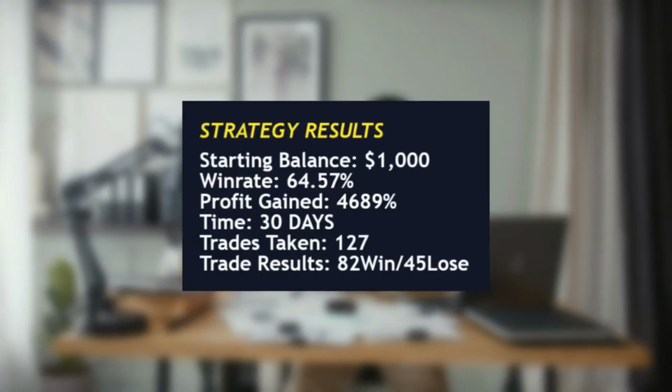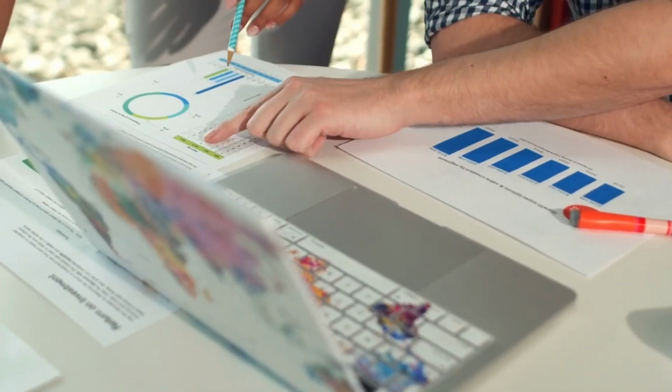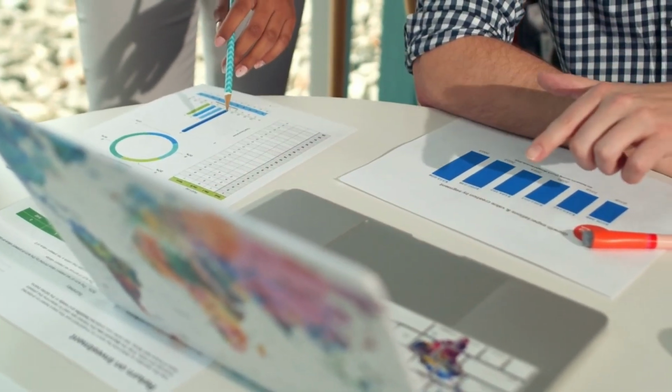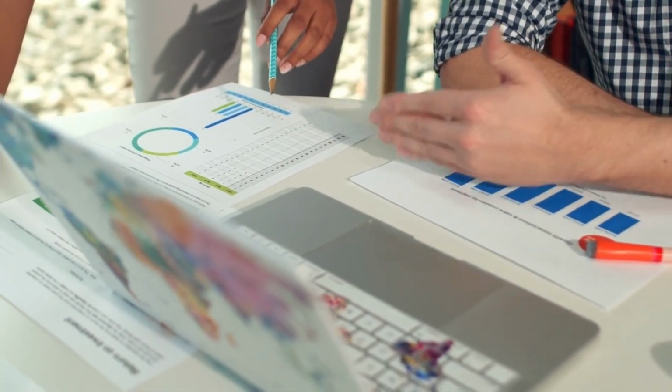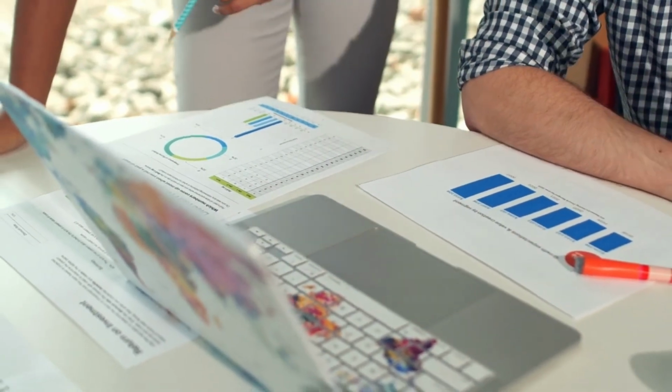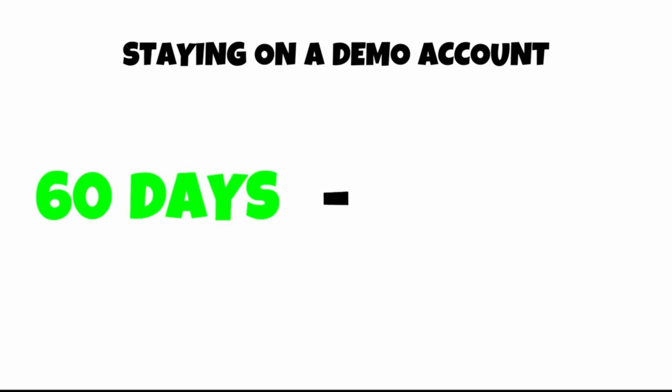Now look at these results, netting us a massive 4,689% on the account. And in 30 days we took 127 trades with 82 wins and only 45 losses. Now it's always important to remember that live trading always gives much harder results because many other factors come into play, and if you aren't yet profitable, it can be hard to manage your psychology. If that's something you struggle with, then I recommend staying on a demo account and focusing on consistently trading every single day for up to 60 to 90 days.